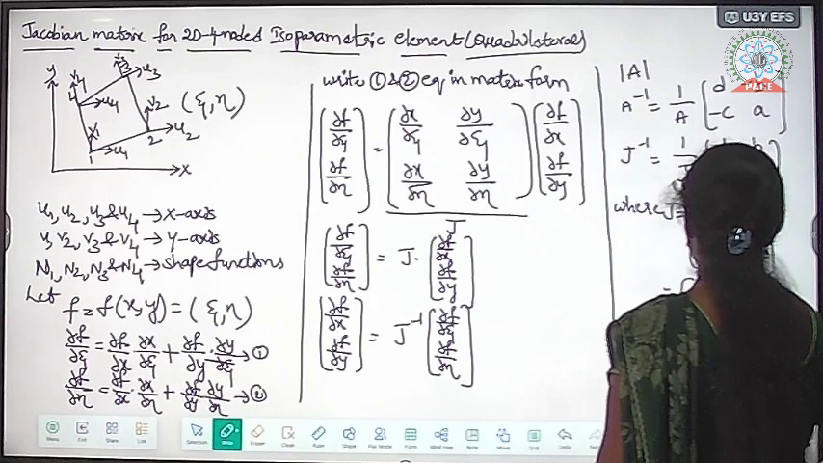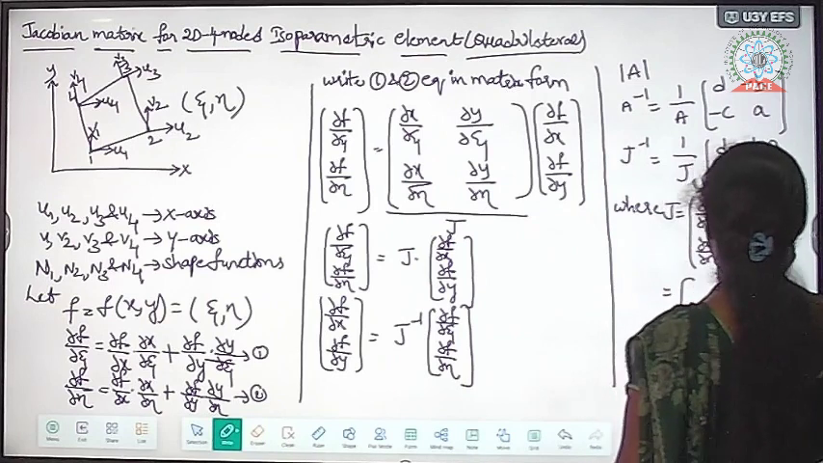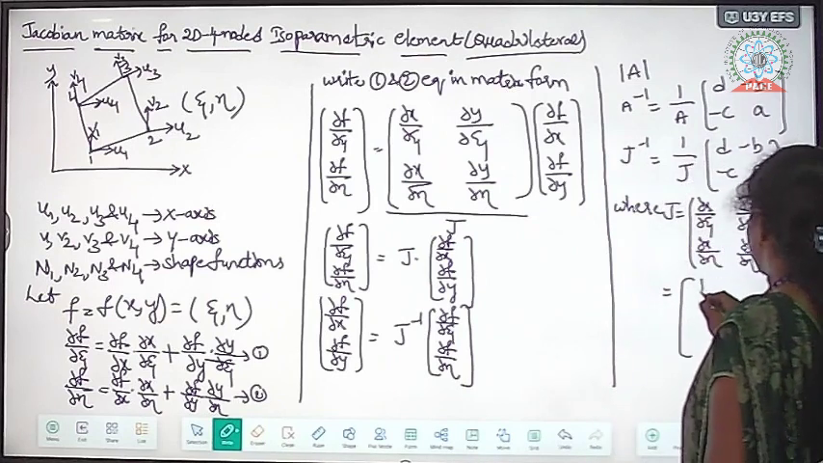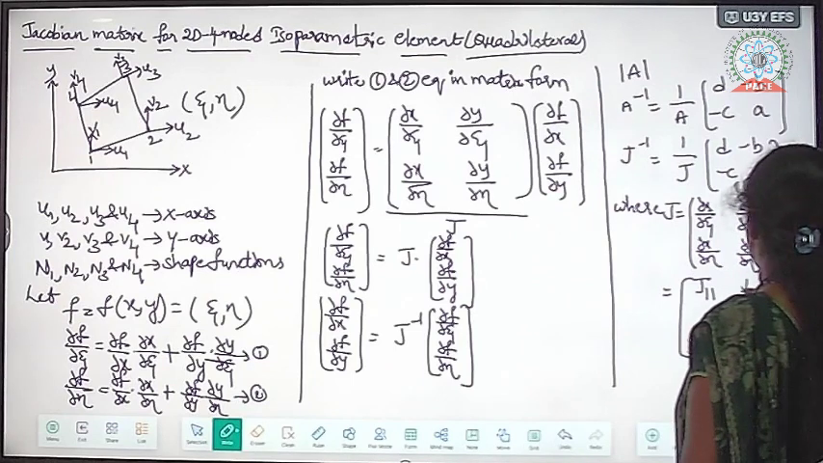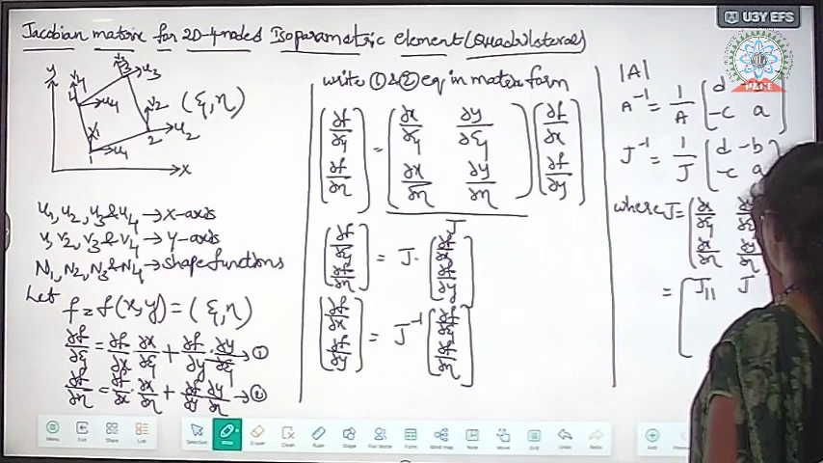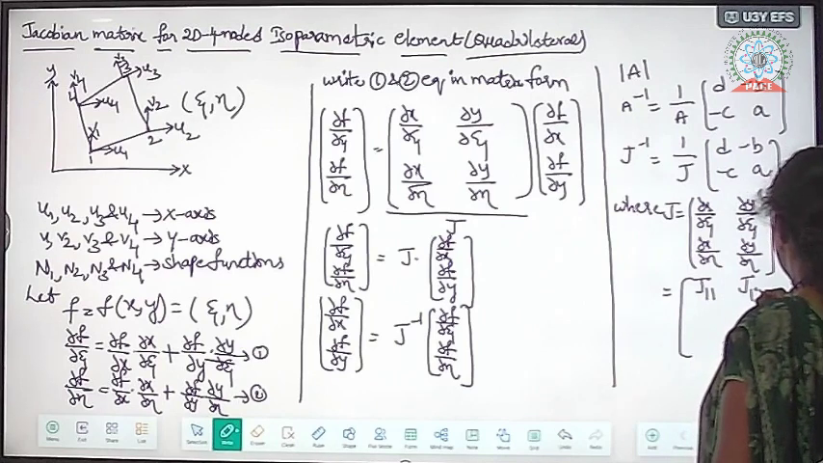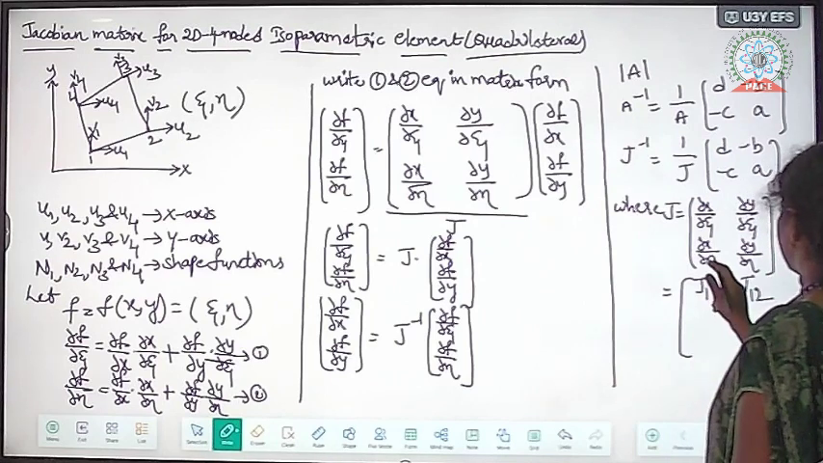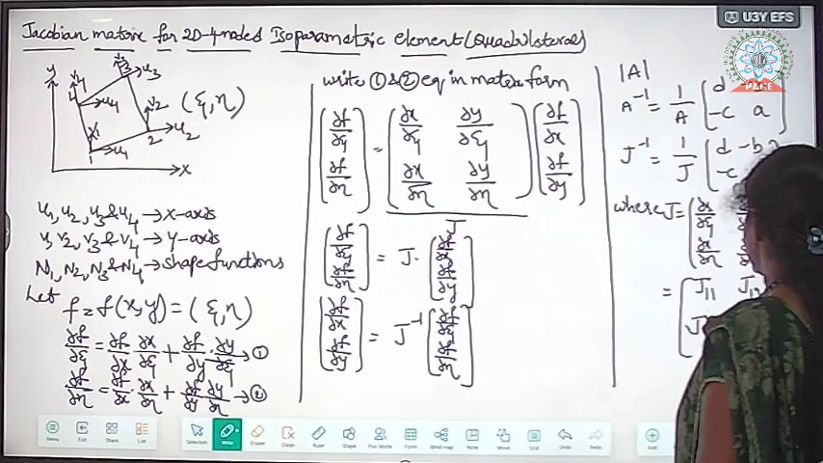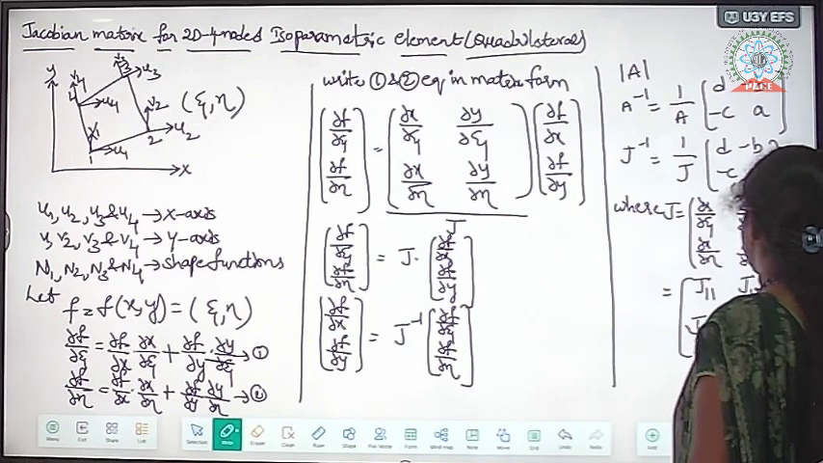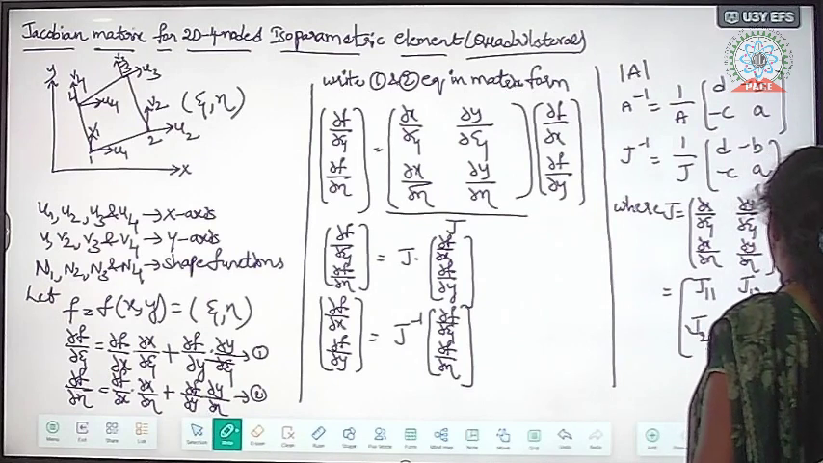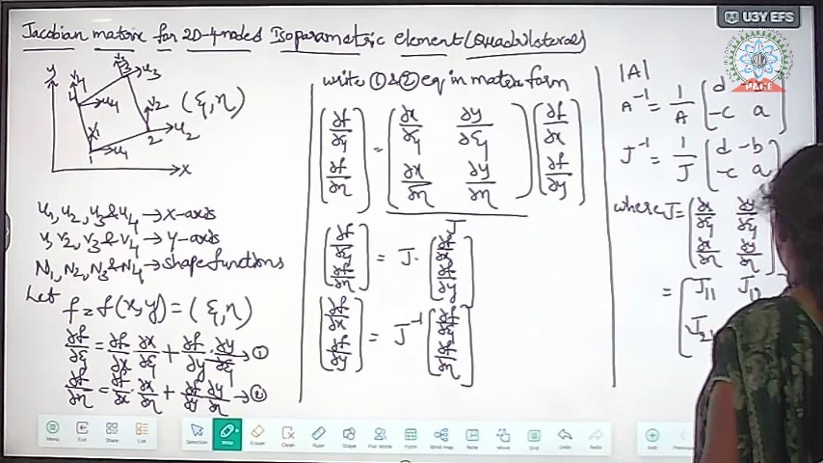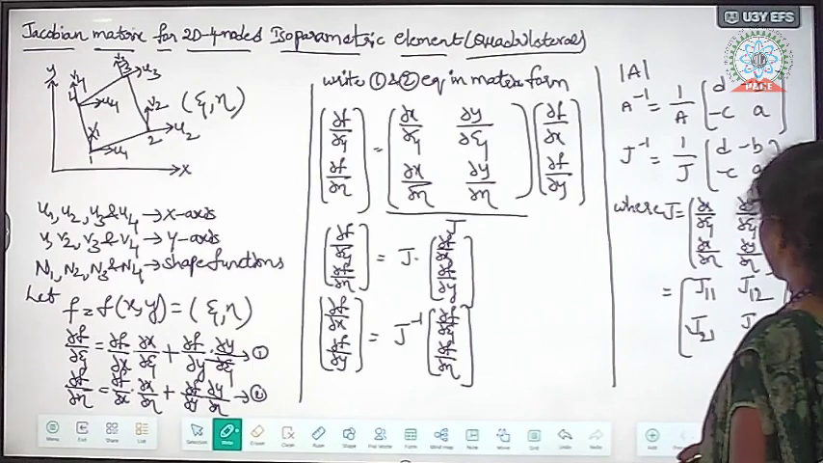This J matrix can be written with this as the first row and first column, so J11. Again, this term is the first row, second column, so J12. And this dou x by dou eta is the second row, first column, so J21. Again, this is the second row, second column, J22. Okay.